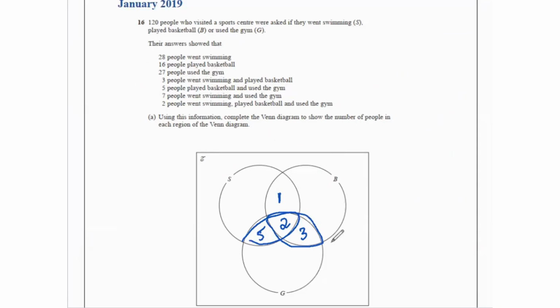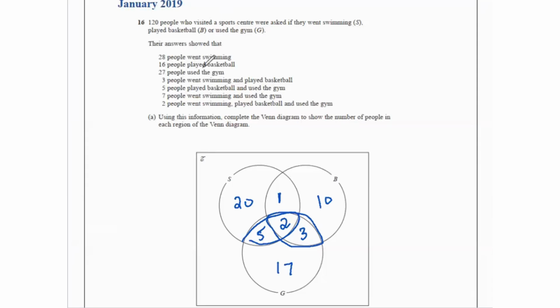27 people in total used the gym. So out of 27, we'll subtract 10, which leaves us with 17. Thus, this total equals to 27 now. 16 people played basketball. So that's 6 over here. So 10 will be for just basketball. And 28 went swimming. So we have 8 over here. So 20 comes over here.